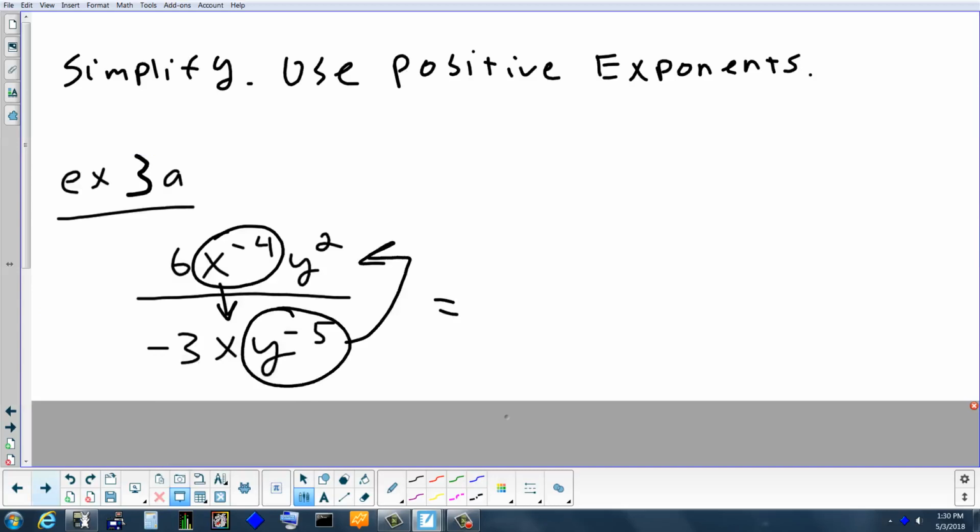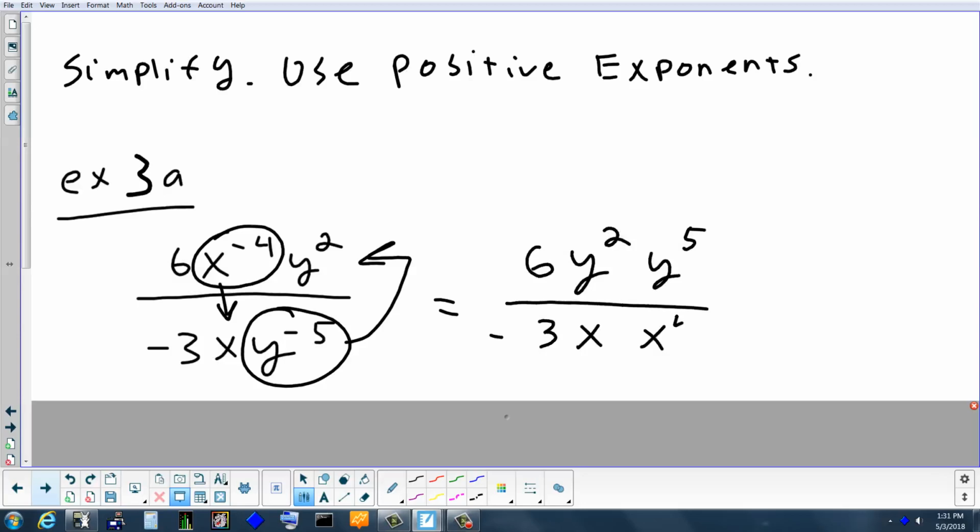Okay, so let's rearrange it and see what's still left in the top. First thing, the 6 and then the Y to the 2nd power. Okay, those things stayed. What else is in the top? Oh, the Y to the 5th. Y to the 5th is now in the top. Okay, what's in the bottom? -3, and then X to the 4th. The x to the 4th from the top is going to come down. Now, do we have any negative exponents left? No. Perfect. This is just like a problem from yesterday now.